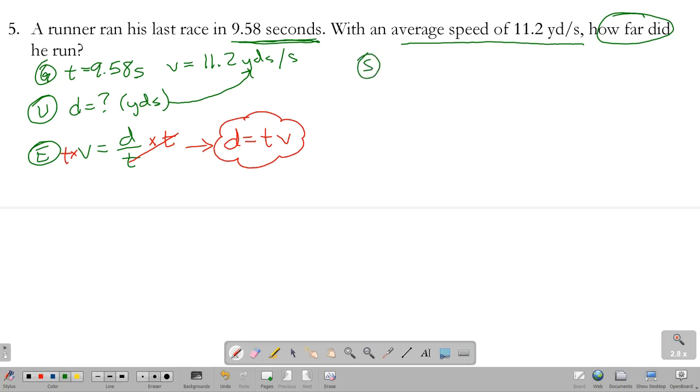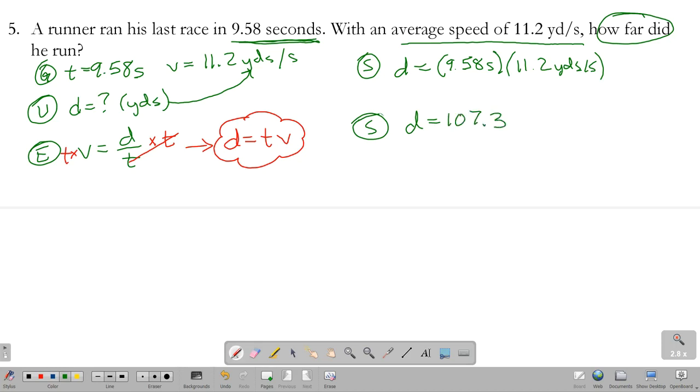So now we can substitute our values in. Distance is equal to our time, which is 9.58 seconds, times the speed, which is 11.2 yards per second. When you solve this equation, it will come out to be 107.3 yards.